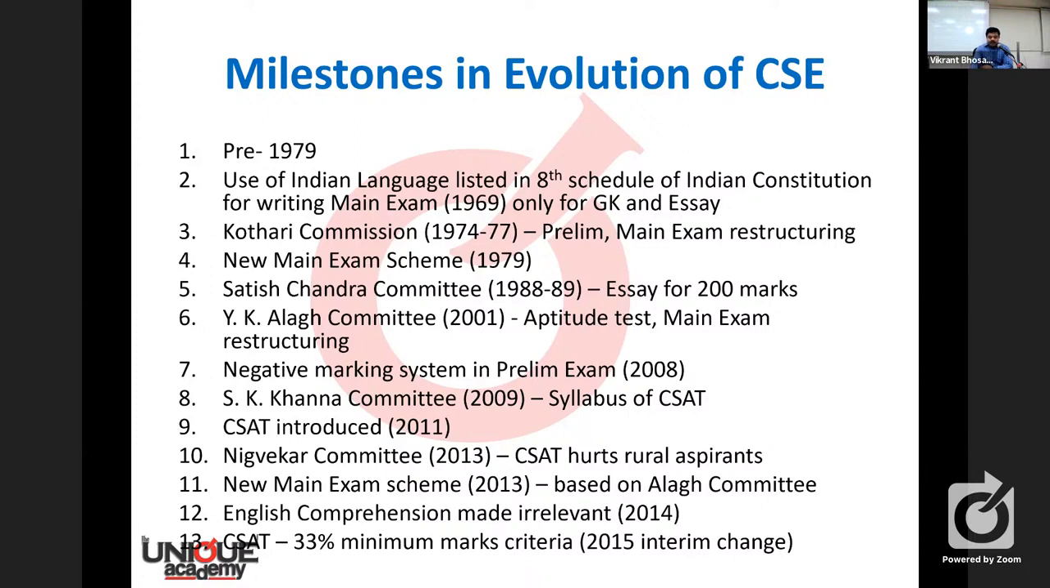Then they allowed the use of Indian languages for only GK and AC in 1969, the languages mentioned in the 8th Schedule of the Indian Constitution. Then came the Kothari Commission, 74-77, and it advised the government to introduce a new exam scheme to replace the old one. So what is peculiar about this period, 74-77? Can you tell me what the significance of this period is in Indian history?